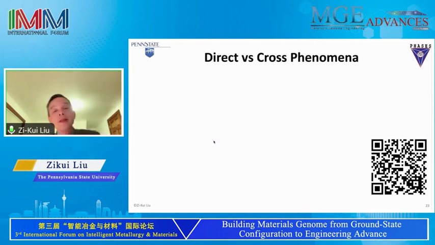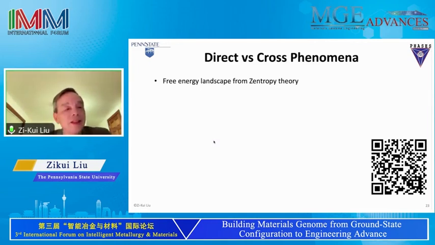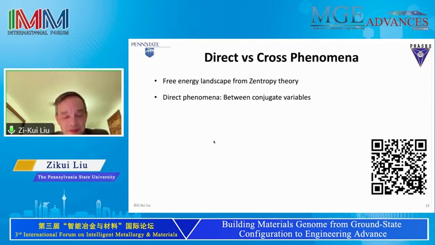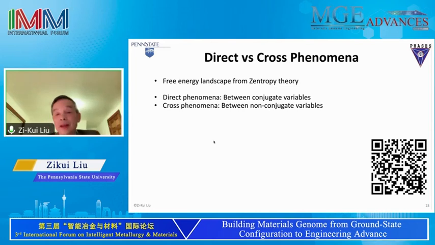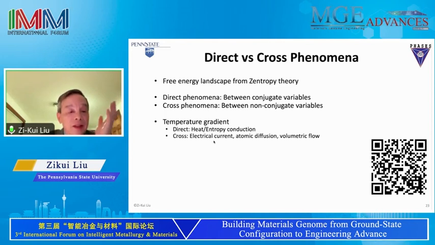Okay, so now what it means is that we have direct and cross phenomena. It's a framework from entropy theory. Direct phenomena are between conjugate variables, like heat conduction, the electric current, or chemical diffusion. Cross phenomena are between non-conjugate variables, like thermal expansion, the Soret effect, the thermoelectric Seebeck coefficient. Temperature gradient driving heat conduction, that's direct. Then heat can drive electric current, it can drive diffusion, it can drive volumetric flow. Those are all cross phenomena.